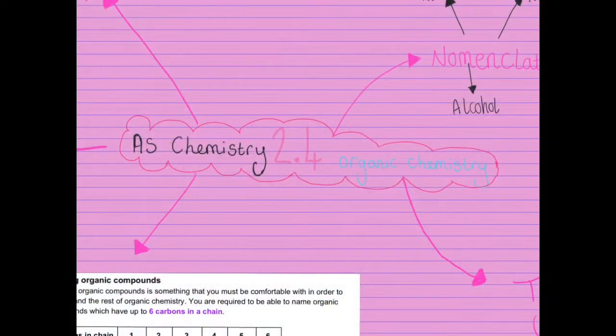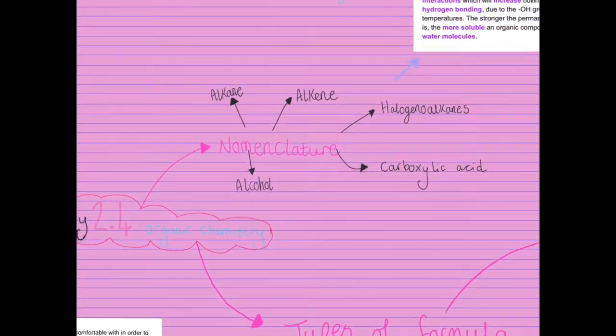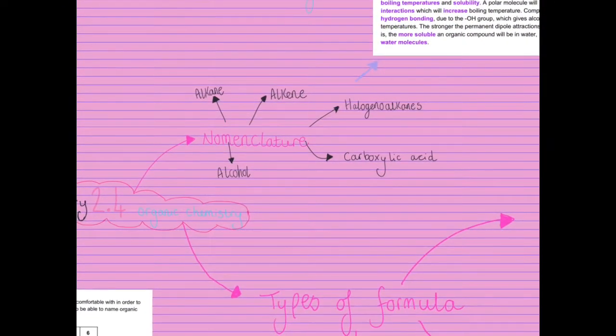So this is AS level chemistry 2.4 organic chemistry. This is the basics, the starting of the organic chemistry that we're going to do. First up is something called nomenclature, and that's looking at different types of organic compounds and what kind of functional groups they have.